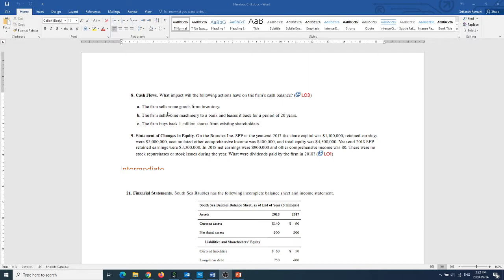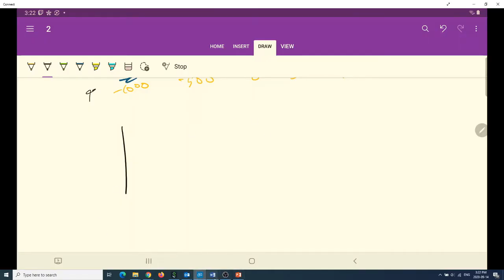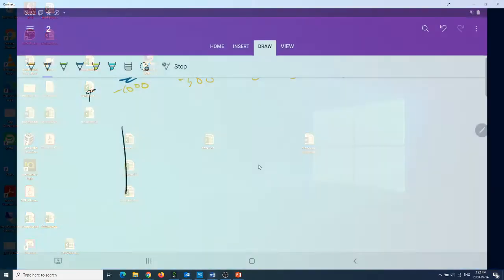Firm sells some goods from the inventory. Well, you could think about your current assets this way.